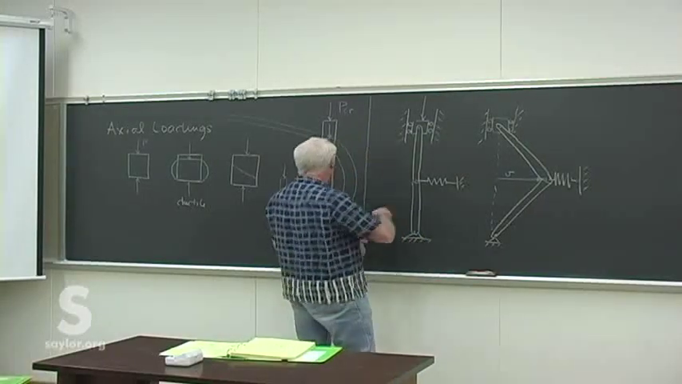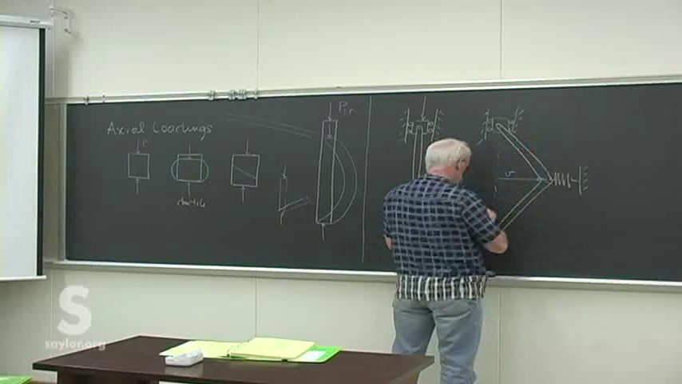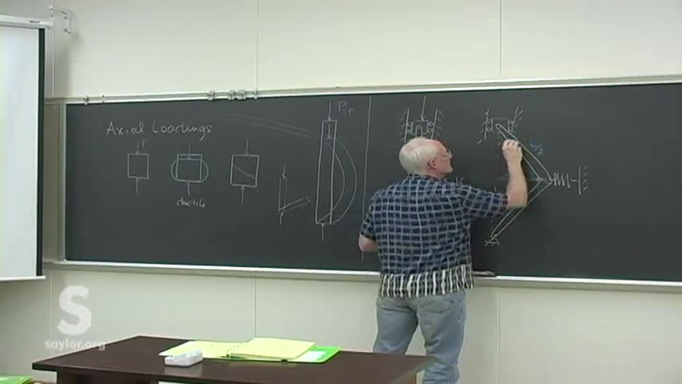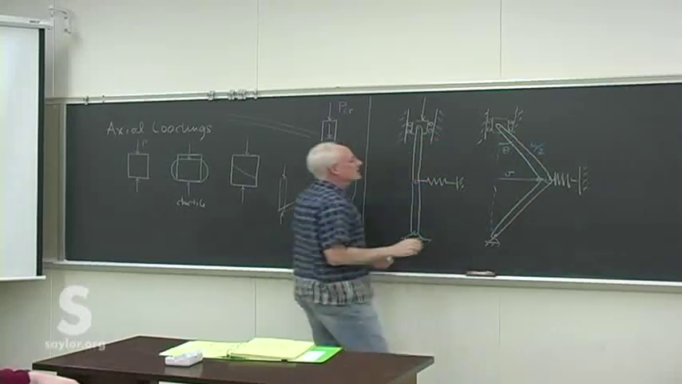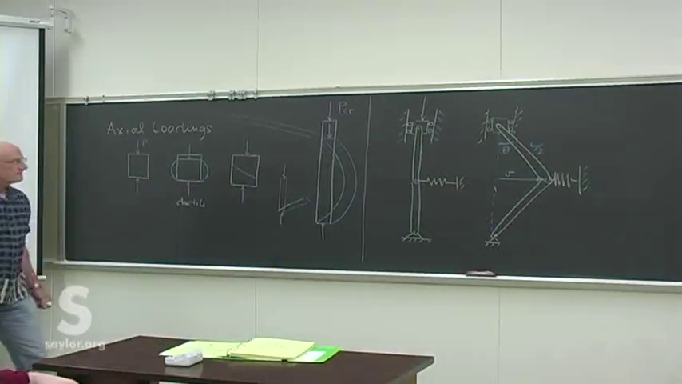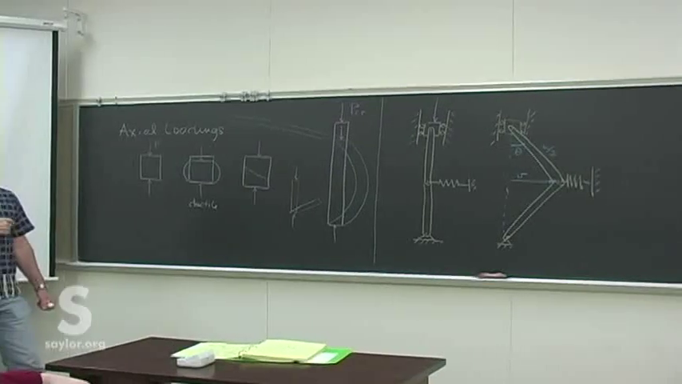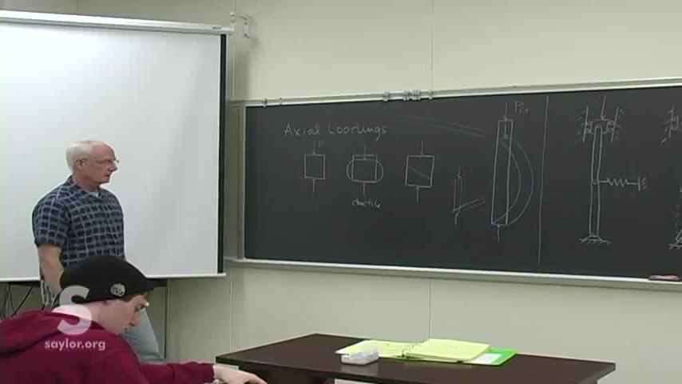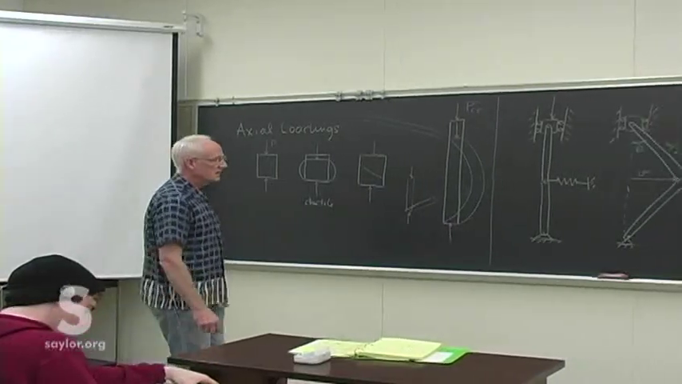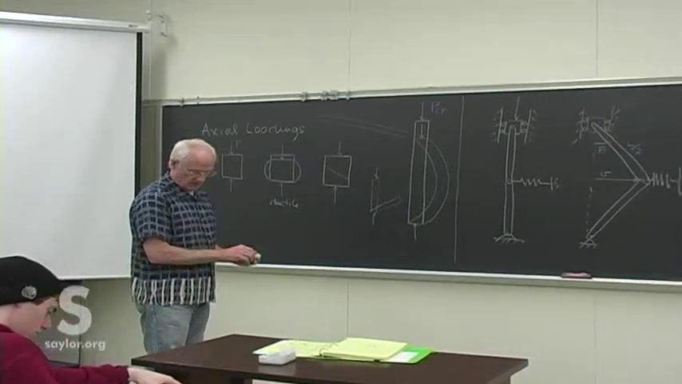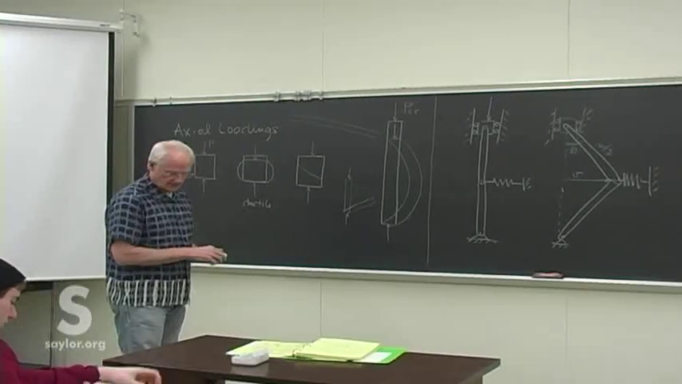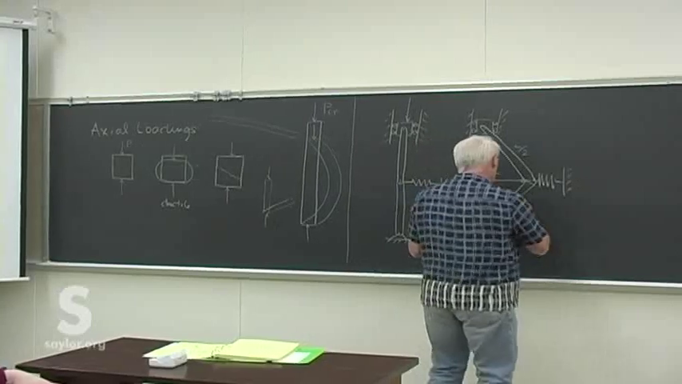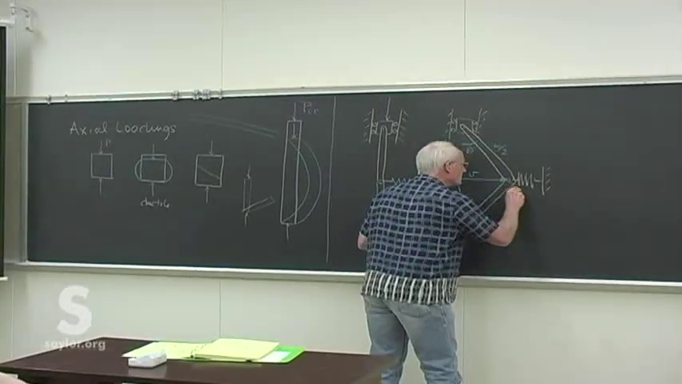So if that was length L and this is L over 2, we'll use this part of the deflection there as theta. Remember, as usual, these pictures are grossly exaggerated just so we were able to see them. They're much smaller than this. The deflections and the like are much smaller. So let's see, let's label this point A.